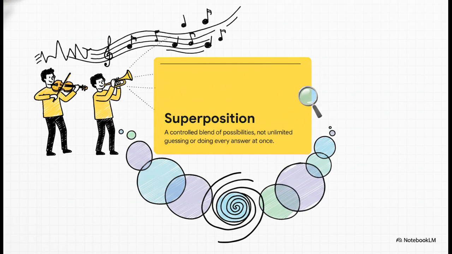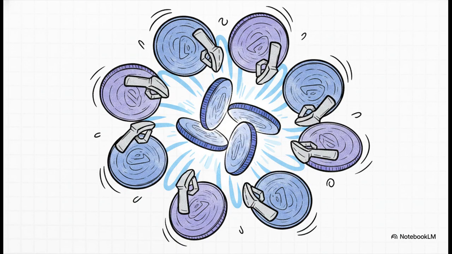Imagine you're listening to two musicians playing a beautiful duet at the same time. The final sound you hear isn't just musician A or musician B. It's a uniquely combined result shaped by both of them. Superposition is exactly that, a controlled blend of possibilities. It means the machine can work with a structure of possibilities that our classical bits simply cannot represent in the same way. So how do we actually get an answer out of a spinning coin?